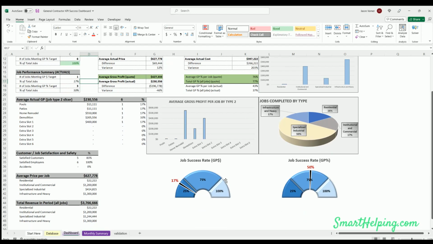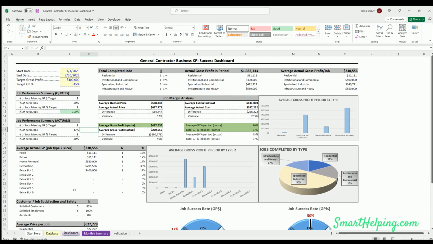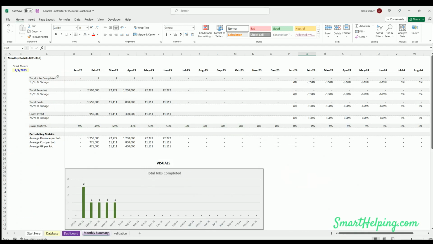Now these gauges are pretty tricky to do. This is pretty nice to have in a template already built for you. If you built these on your own, it's not easy to do. Just know that. The other part of the dashboard, we've got a monthly summary.